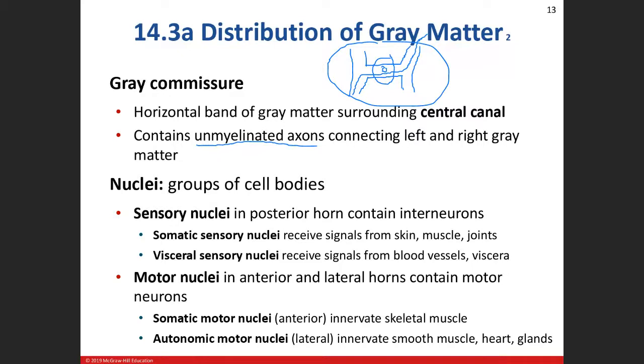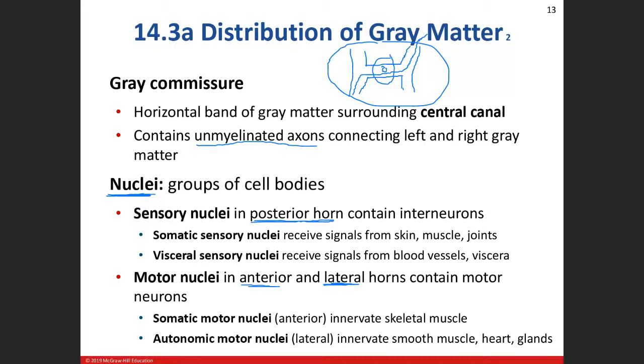All right, so cell bodies. We're still in the central nervous system. So a cluster of cell bodies we refer to as a nucleus, or nuclei. Okay? So we have sensory and motor nuclei. As we have somatic and visceral sensory, and we have somatic and autonomic motor. So the sensory nuclei are going to be found in the posterior horn. Motor nuclei are going to be found in both the anterior horn and the lateral horn.